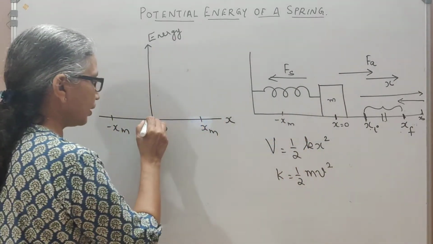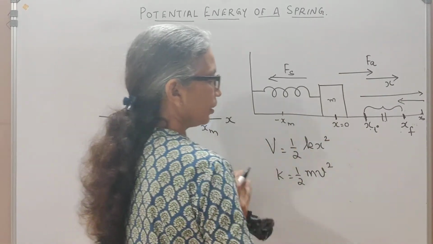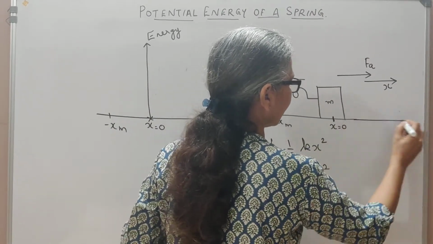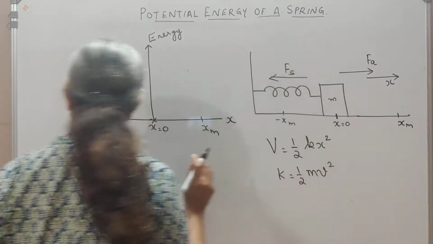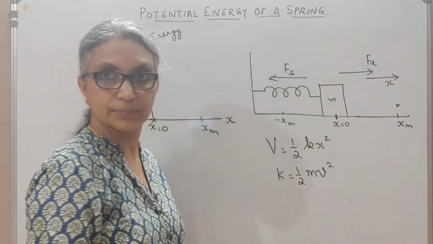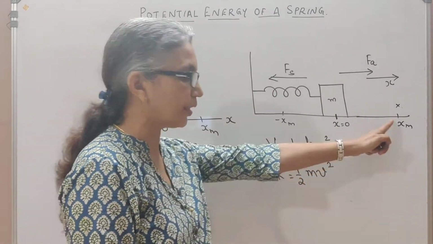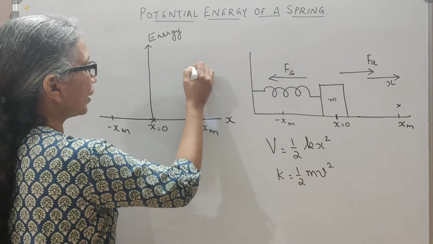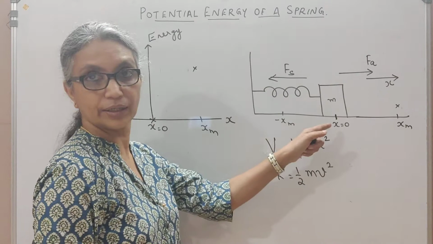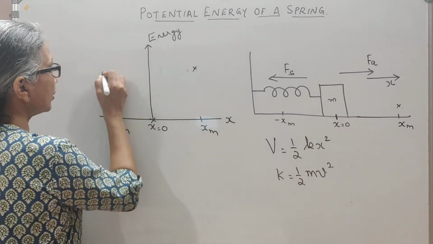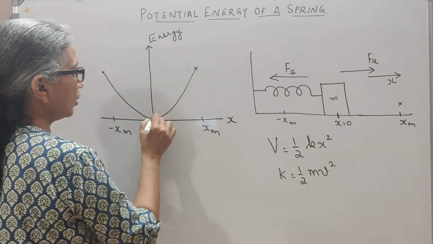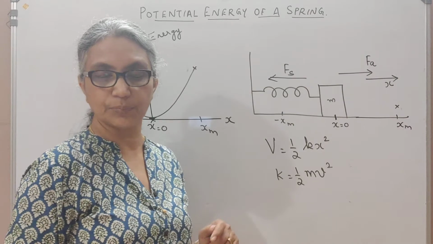At x equal to 0, x becomes 0, so potential energy will be 0. And at the maximum position, let's say this is xm, this x is going to be maximum, so potential energy is going to be maximum at xm. Minus xm also you will have maximum, because x is squared, right? So you will have maximum potential energy here also. So you will see the potential energy curve looks like this. Minimum value of potential energy is at the equilibrium position.